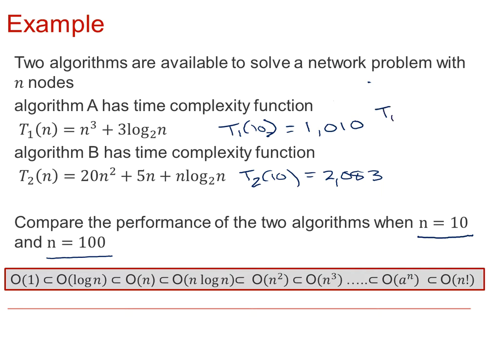However, once we get to n is 100, T1(100) is 1,000,020, compared to T2(100), which is still increased, but you can see that here the relative efficiency of B, being only order n squared, has kicked in, and so B takes considerably less time as n increases to 100.